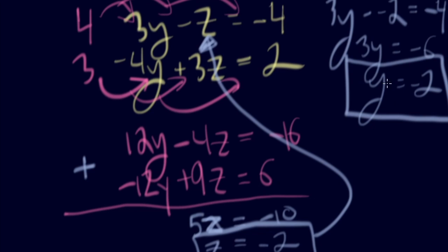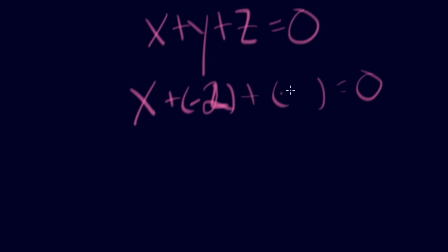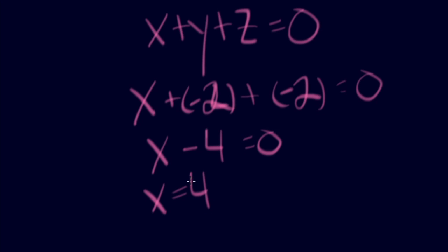Okay, so you got y and you got z. That's awesome. In order to solve for x, now you just need to put it back into any equation you want to. Do you remember the original equations? You probably remember this one. x plus y plus z is 0. So if y and z are negative 2, this is like x plus negative 2 plus negative 2. So x basically minus 4 equals 0. So x is 4. Woohoo!